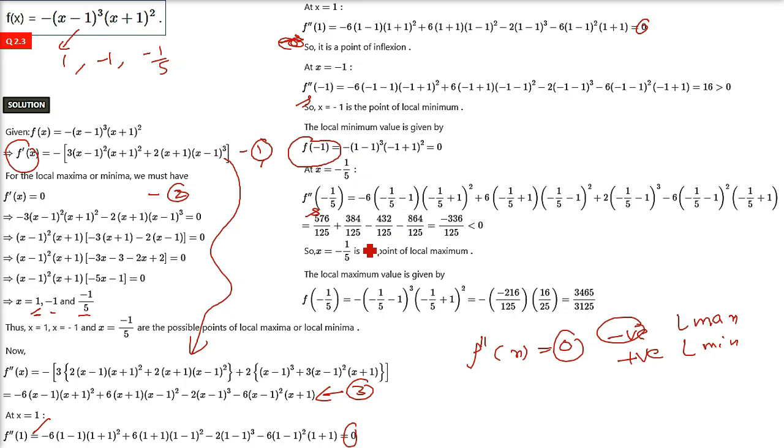And you don't have to find out for 1 because this is a point of inflection. Don't worry about placing 1. Just -1 and -1 by 5 has to be computed. That is f(-1) and f(-1 by 5). Local minima at f double dash -1, and that is the point -1. At -1 by 5, you are going to get local maxima. So this is the whole scenario.